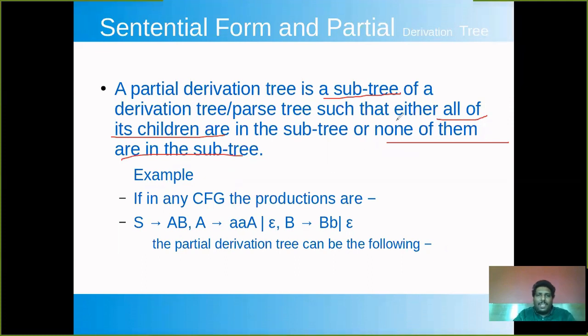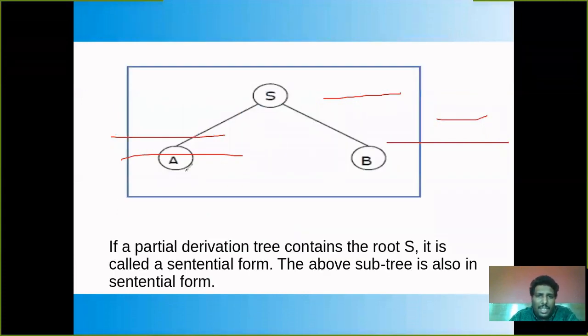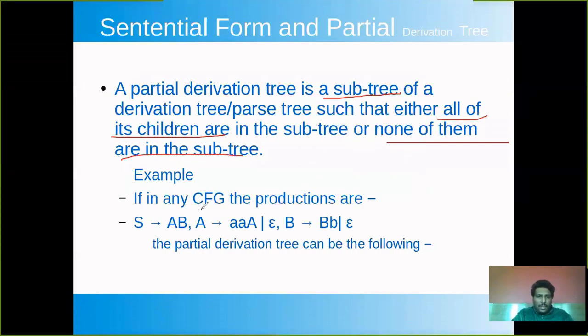For example, let's take an example; only then can you understand this concept. When we say S gives AB, this is a CFG. S gives AB, and production rules are generated: A gives epsilon and B gives epsilon. For this, we can write a partial derivation. S gives A and B, because you can see here the non-terminals A and B. We have only two.